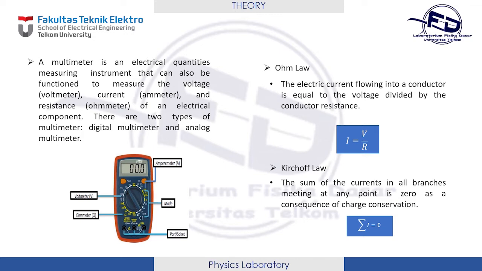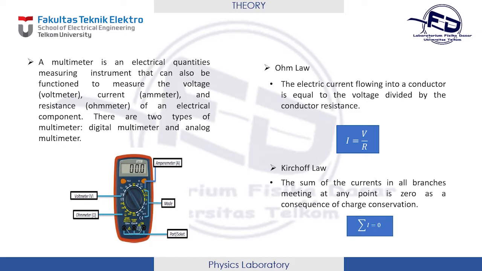There are 2 types of multimeter, digital multimeter and analog multimeter. In this picture, as we can see, there are ammeter, voltmeter, ohmmeter, and port or socket. For the port, as we can see, there are 3 holes: left, middle, right. The right hole, we use for negative load. The middle and left holes, we use for positive load.